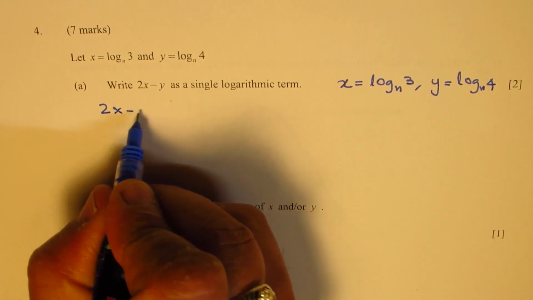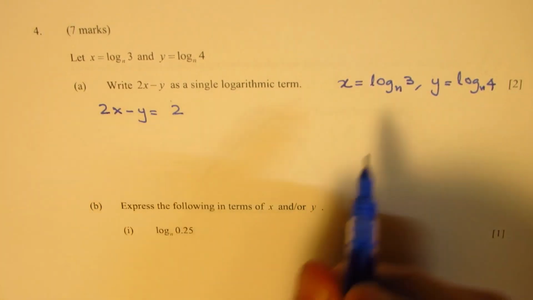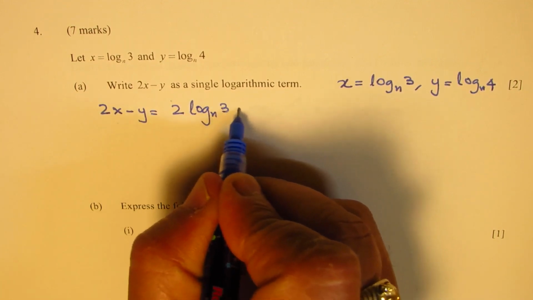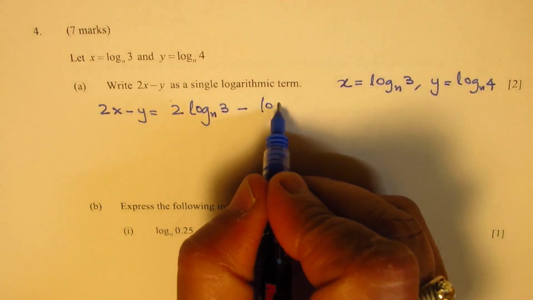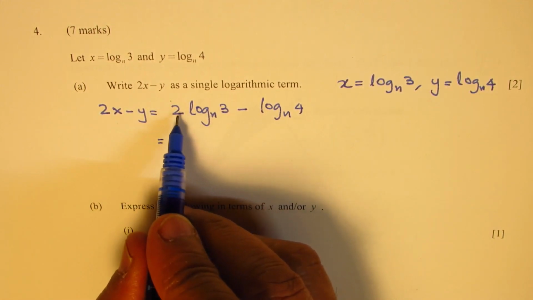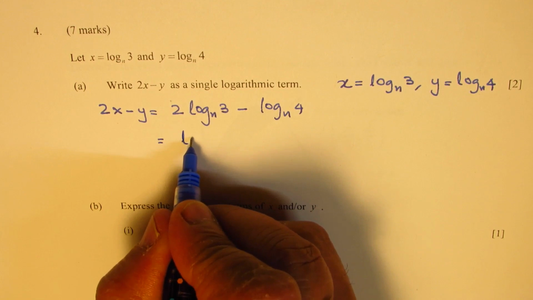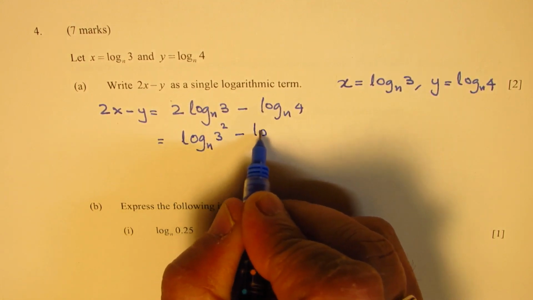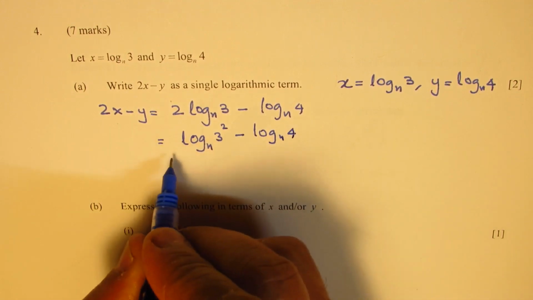So 2x minus y should be 2 times x, which is log to the base n of 3, minus y, which is log to the base n of 4. So we could actually write, using the power rule, the first term as log to the base n of 3 squared, minus log to the base n of 4.